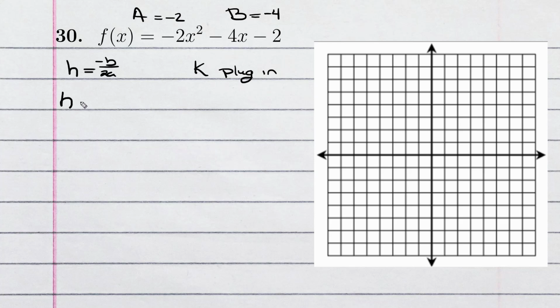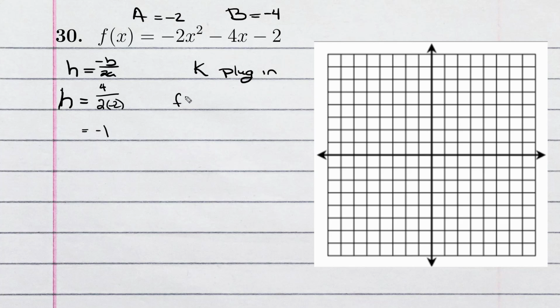So H is opposite of B. And so we have the opposite of B divided by 2A. So positive 4 divided by 2 times negative 2. So our H is negative 1.